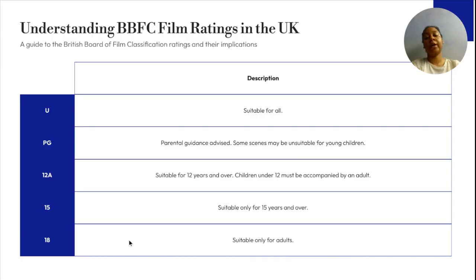So 12A or 12 is both the same thing. Children under 12 have to be accompanied by an adult when they watch films in that age bracket. 15 is suitable for 15 years and over. And 18 is basically for an adult who's 18 plus. In this country, we always class an adult as 18. It's the minimum age you can be considered an adult in this country.